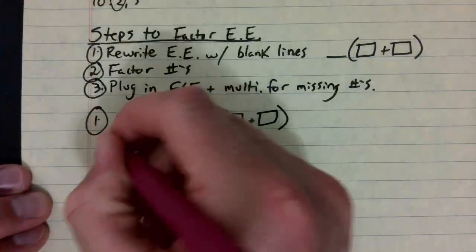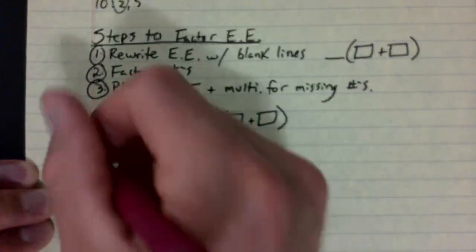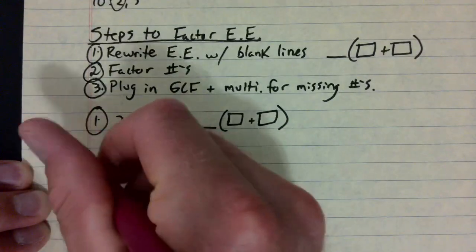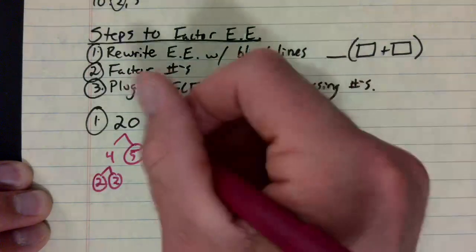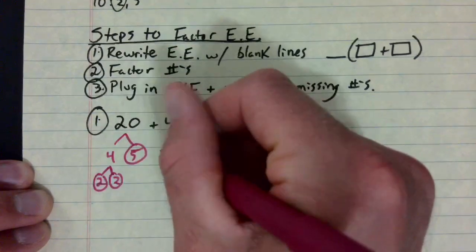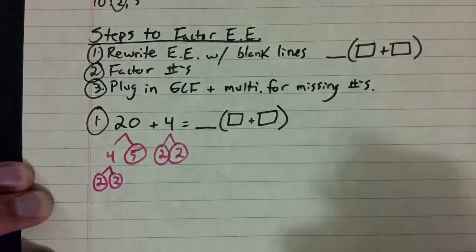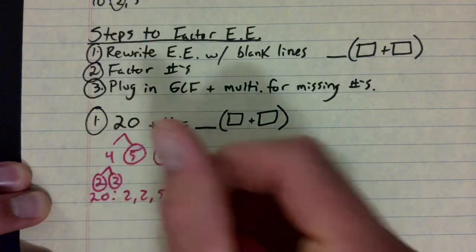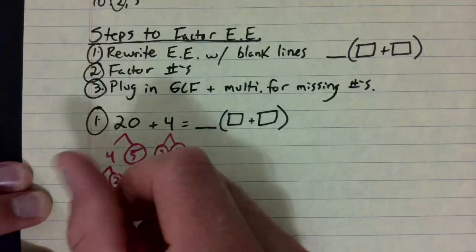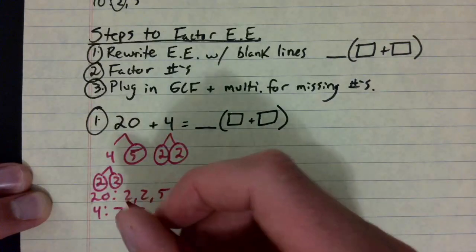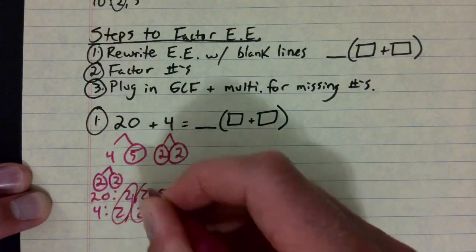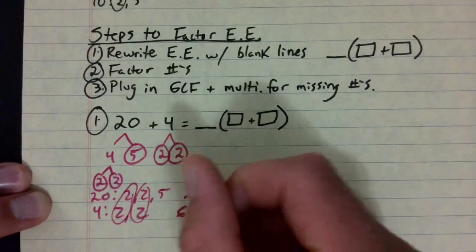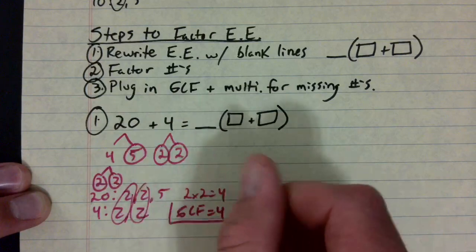Step 2, factor. Two numbers multiplied that give you 20 are 4 times 5. And we can break down 4 into 2 and 2. So our prime factors are 2, 2, and 5. And the prime factors of 4 are 2 and 2. So when we list them out, 20 has the factors 2, 2, and 5, and 4 has the factors 2 and 2. To find the GCF, circle your commons, and 2 times 2 gives you 4, so your GCF is 4.